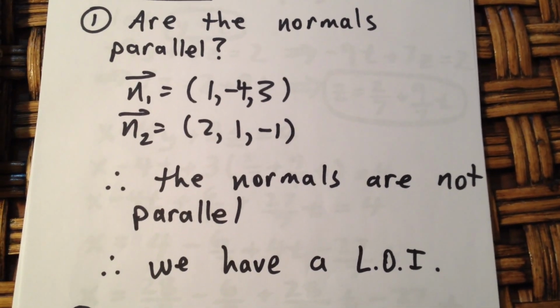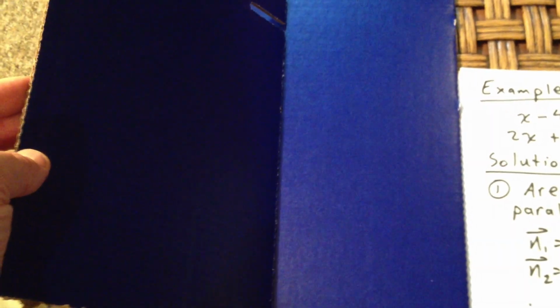And because the normals are not parallel, we have a line of intersection. Because when you have two planes in 3-space, if they're not parallel, they must intersect along a straight line. Sometimes people say, well, what if they just intersected at a point, if the corner of the plane hit? But planes don't have corners like that. Instead, the length and width of the plane are infinite. And so what we have is a line of intersection represented as best we can by that line where those two pieces of cardboard meet.